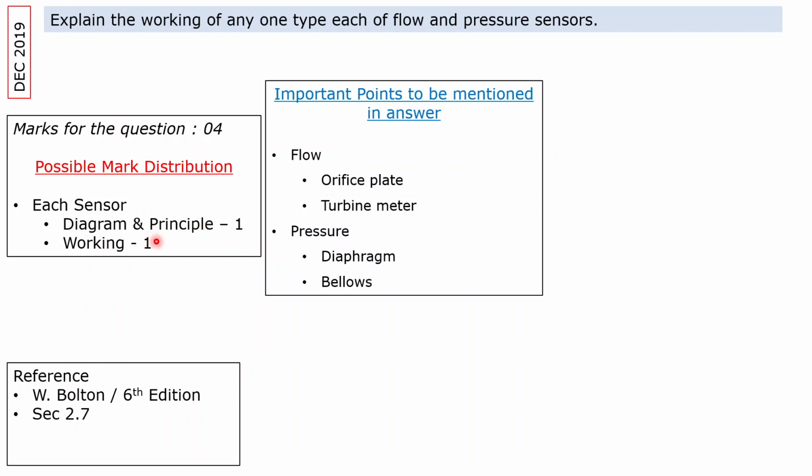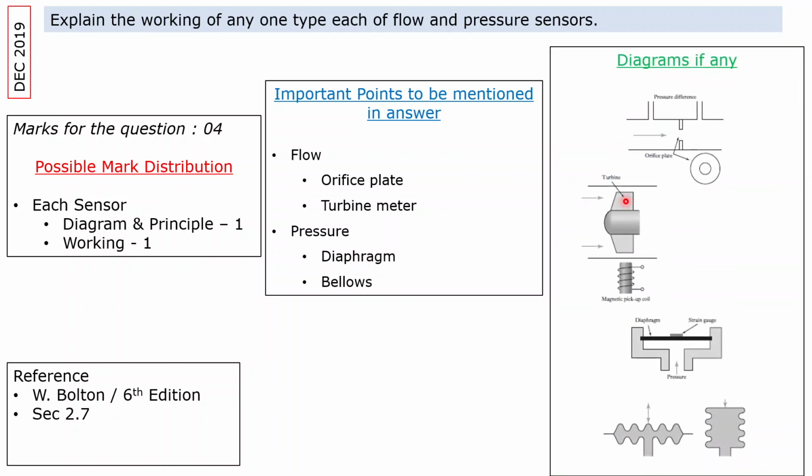Only this is required. So I'm mentioning here two types of sensors. One is a flow sensor. The example I am mentioning here is the orifice plate. The second one is the turbine meter. And in pressure sensors, here I am mentioning the fluid pressure sensor. You can use a diaphragm or you can use bellows. In the diaphragm method, you are using a strain gauge on top of the diaphragm to measure the pressure. So these are the diagrams.